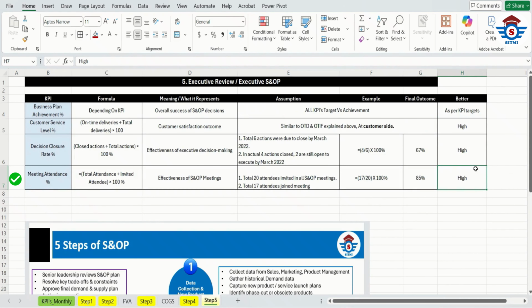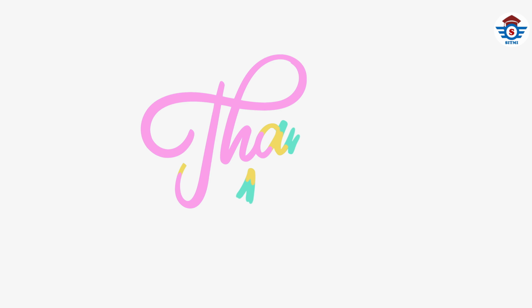So finally, that's all about different key performance indicators in all the 5 steps. Now, since this is purely a demand planning and S&OP session, we will actually understand how to calculate the S&OP metrics in demand planning step with live examples in Microsoft Excel in our next sessions.